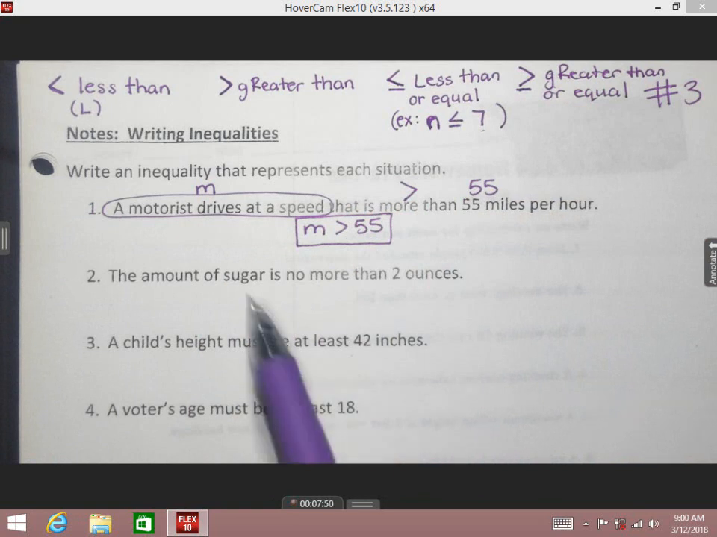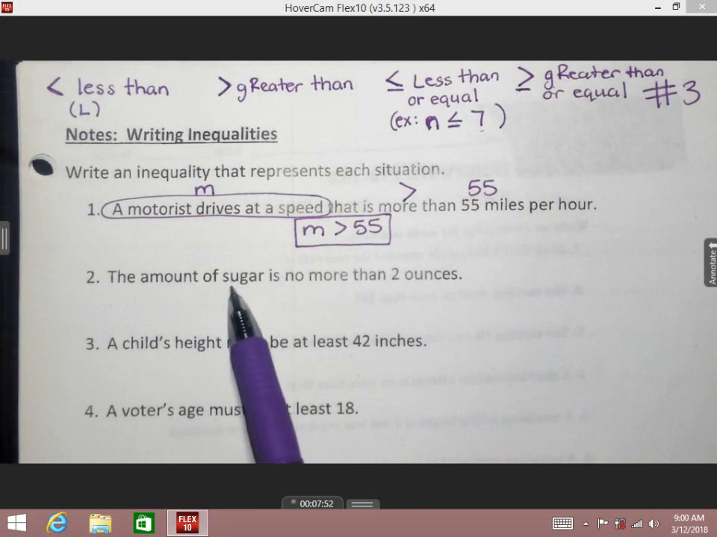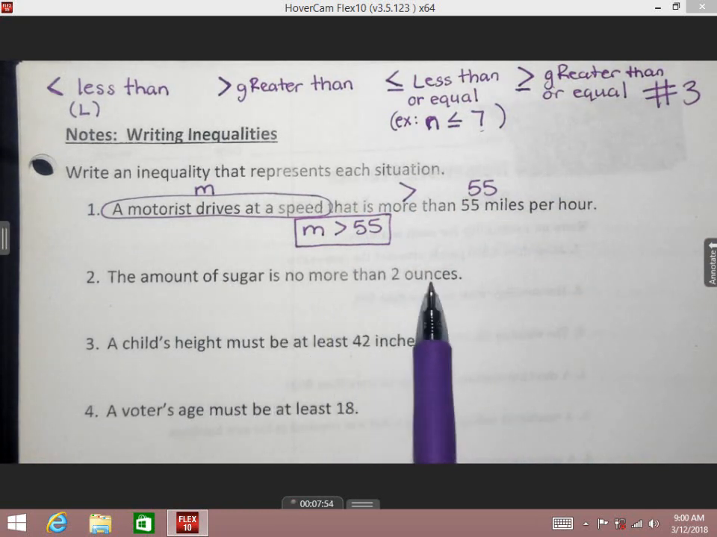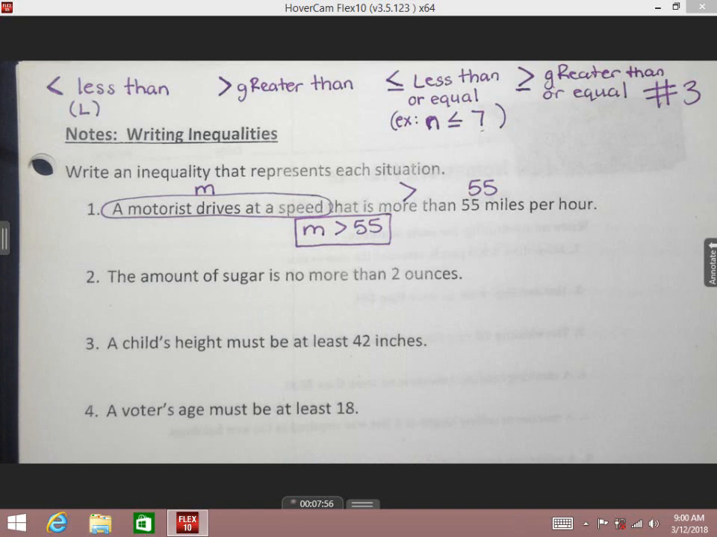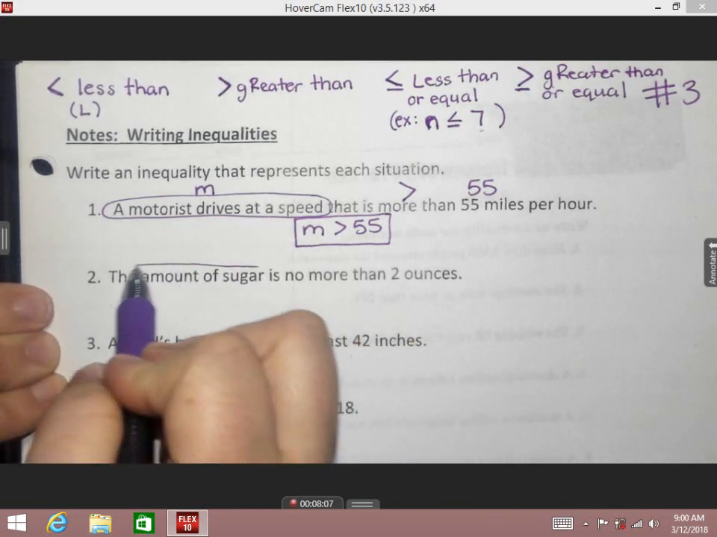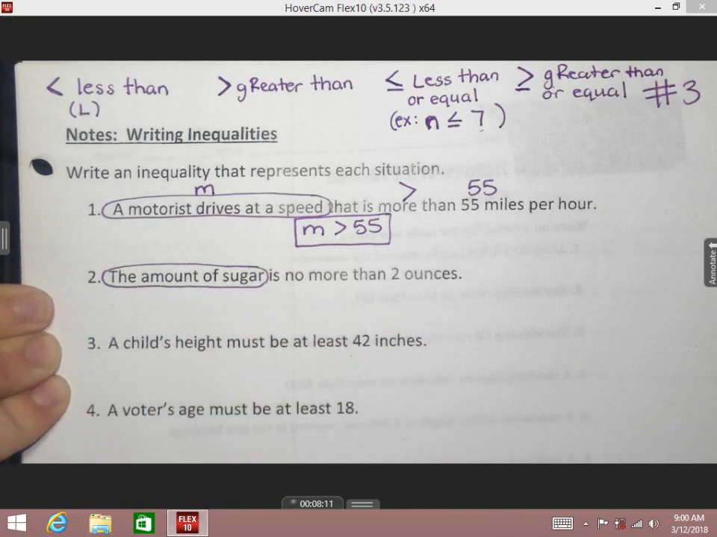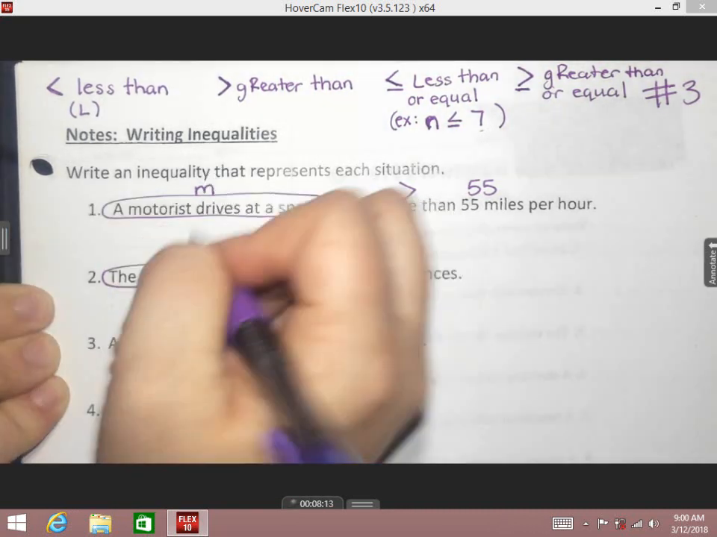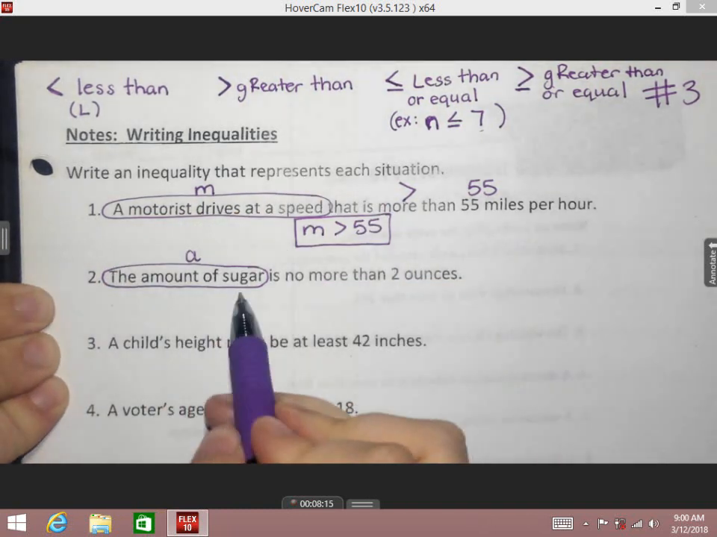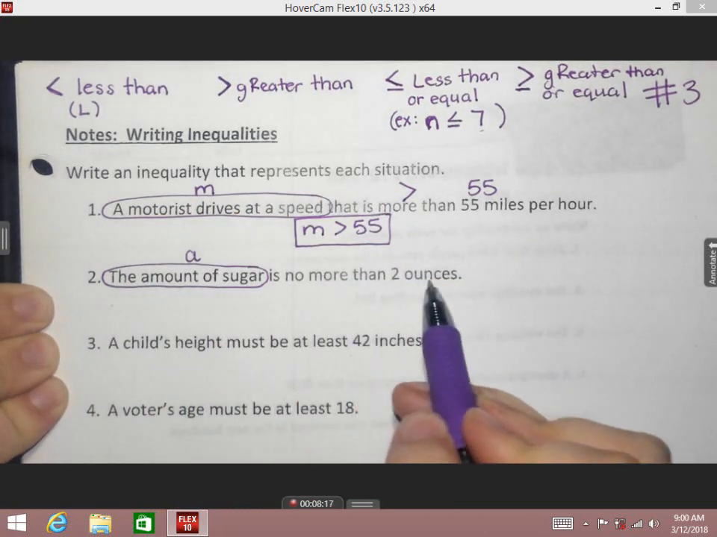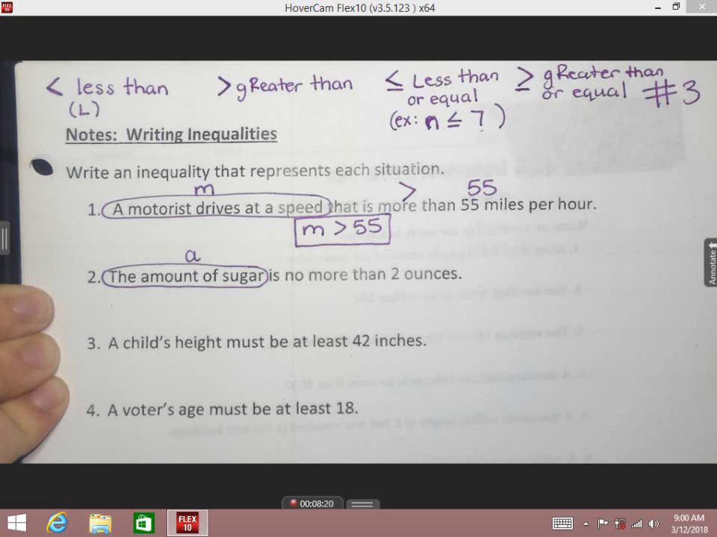All right, number 2. The amount of sugar is no more than 2 ounces. Again, what is the subject of this sentence? What are we talking about in this sentence? Sarah Grace? The amount of sugar. Do y'all see where we're getting that? Sarah Grace, what variable would you like to use? Okay, A. The amount of sugar is no more than 2 ounces.